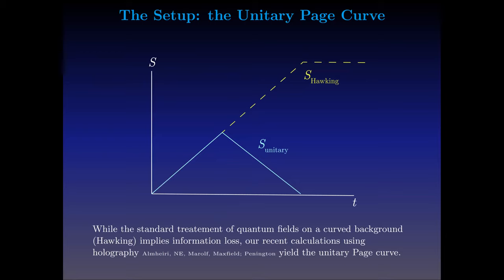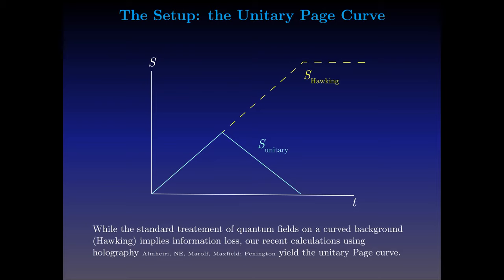And this is the canonical picture we like to draw here with the Hawking curve, entropy as a function of time that increases and then plateaus. And then the Page curve, the unitary behavior, where the entropy has to go back down to zero eventually. And so we get this non-monotonic unitary curve for the entropy of the radiation.